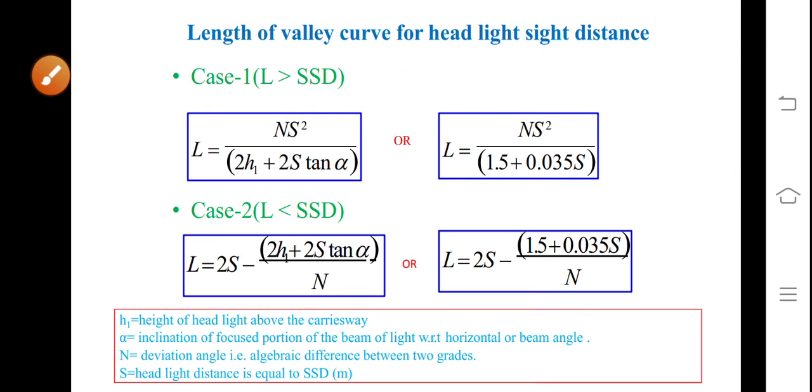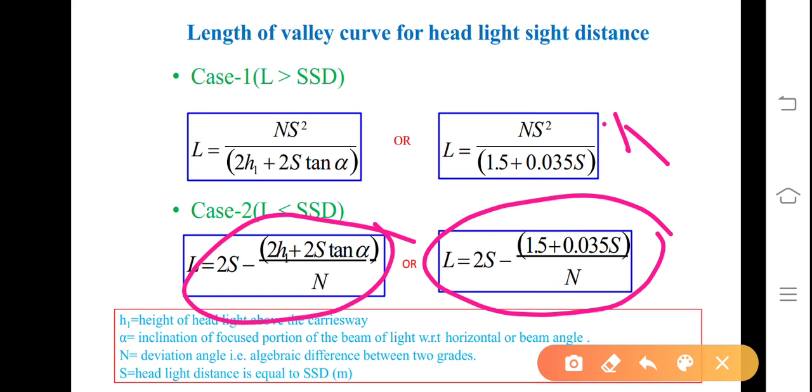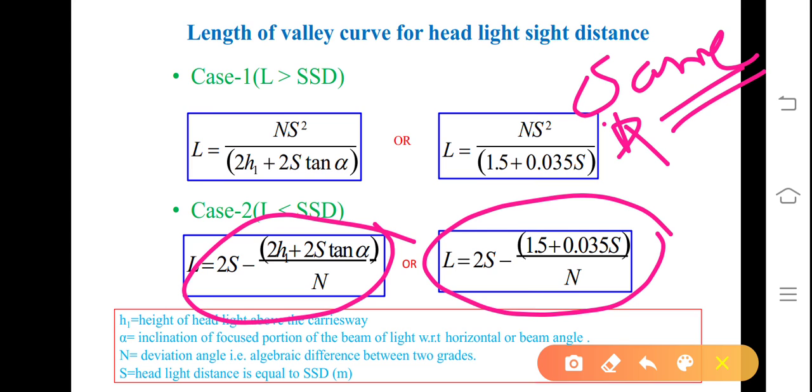Similarly, case 2, when L is less than SSD, then L is equal to 2s minus 2h1 plus 2s tan alpha divided by N. If you substitute the value of h1 as 0.75 meter, the average height of the headlight above the pavement, and alpha as the angle of the beam of light, then you will get L is equal to 2s minus 1.5 plus 0.035 s divided by N. All these parameters are the same as above, which I have explained.